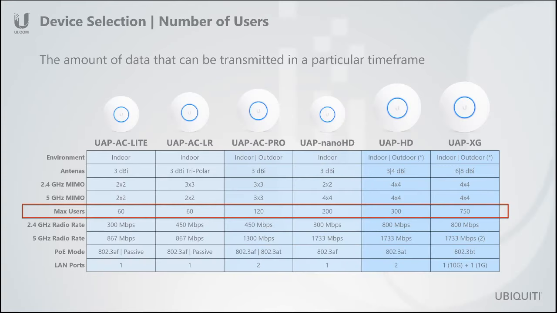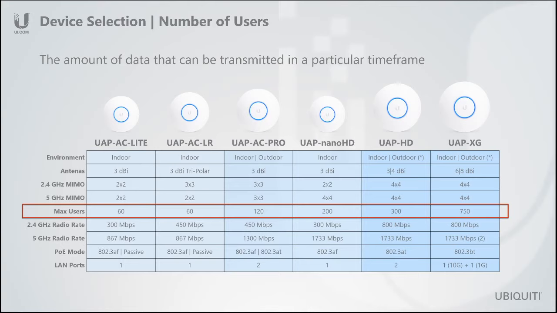As you can see, for the max users in the starting device, which is the UAP AC Lite, we've set max users at 60, but as mentioned earlier, there's no hard set limit on max users or concurrent users, so it really depends on the usage. What we recommend is a maximum of 60 users for the UAP AC Lite, going all the way to 750 users for the UAP XG. But once again, it really depends on the throughput desired and generally the network available.